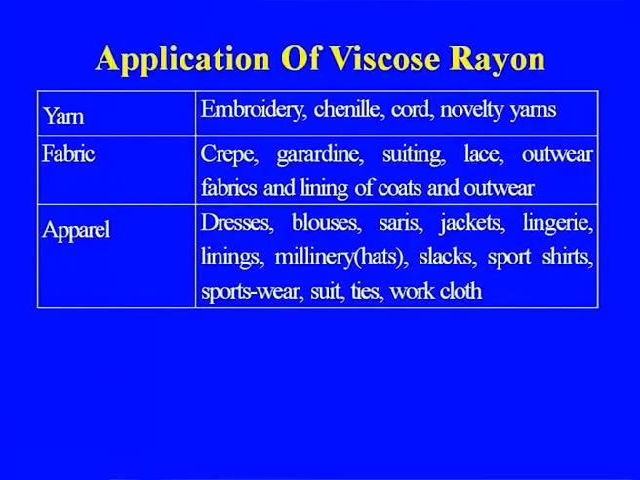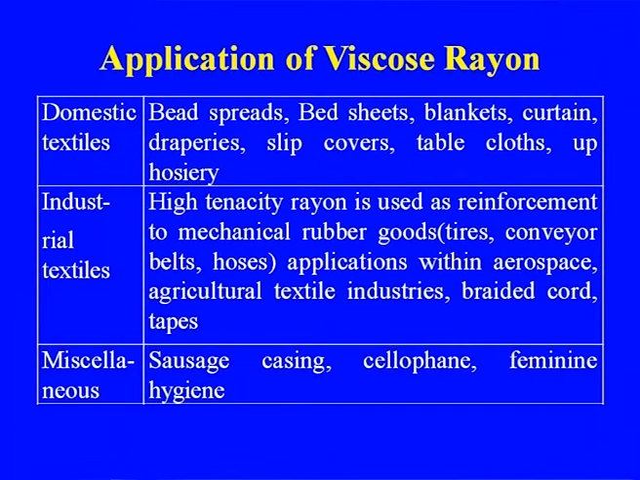Apparel: dresses, blouses, sarees, jackets, lingerie, linings, hats, millinery, slacks, sports shirts, sportswear, suits, ties, and work clothes. So these are some of the apparel that we are making. Domestic textiles: bedspreads, bed sheets, blankets, curtains, draperies, slip covers, tablecloths, and hosiery.